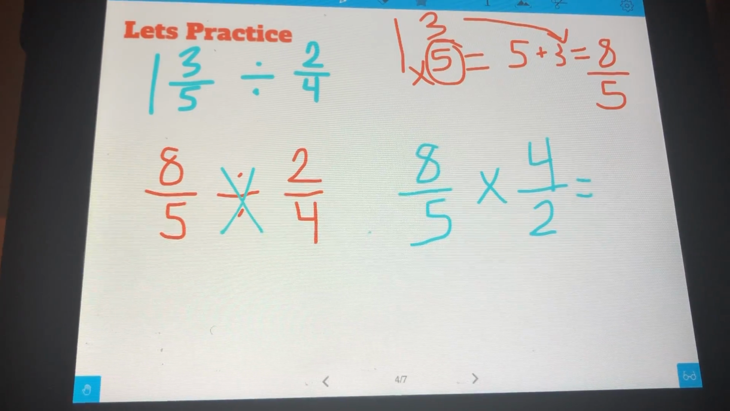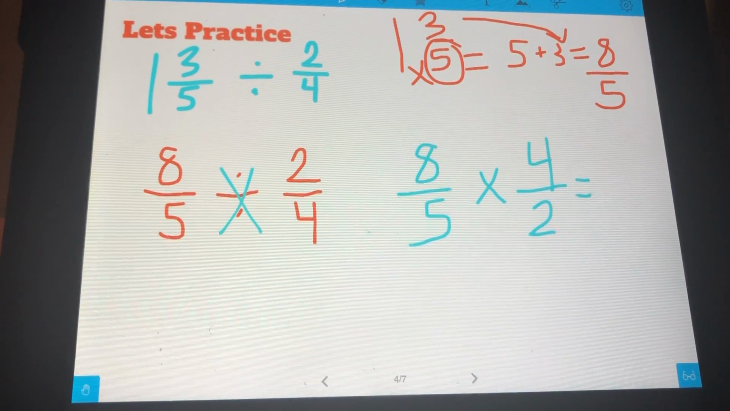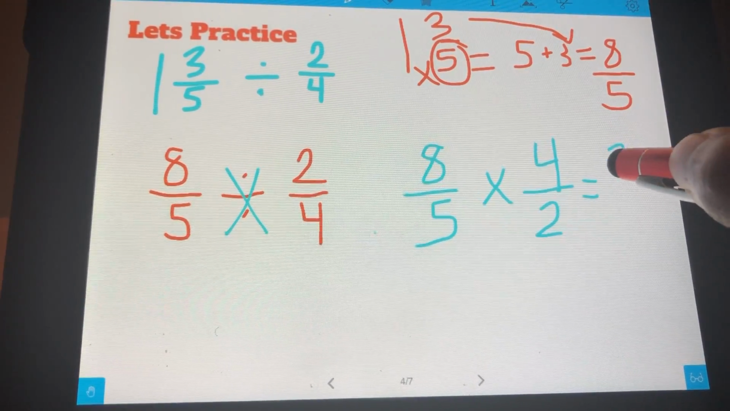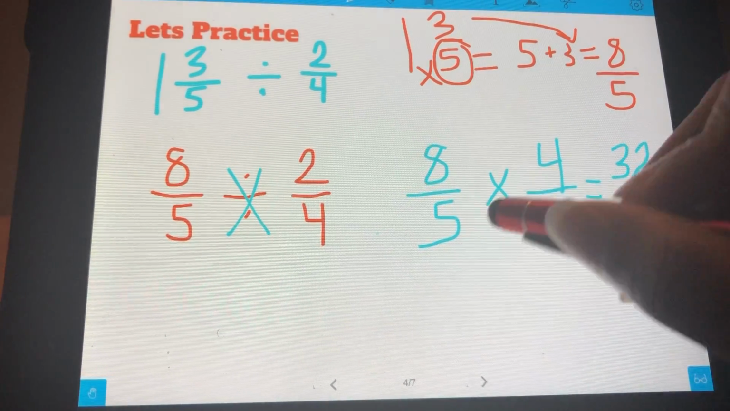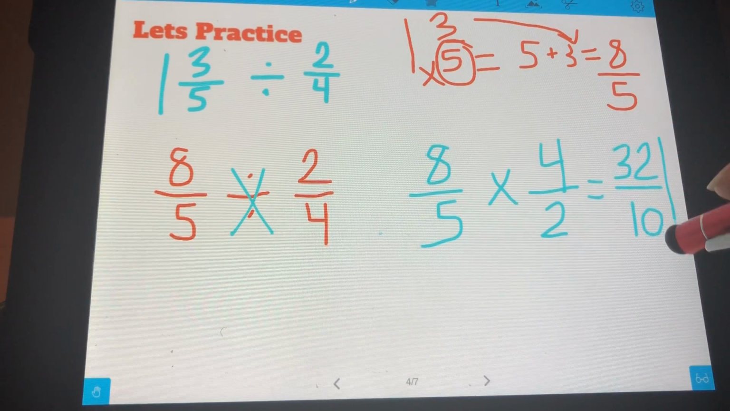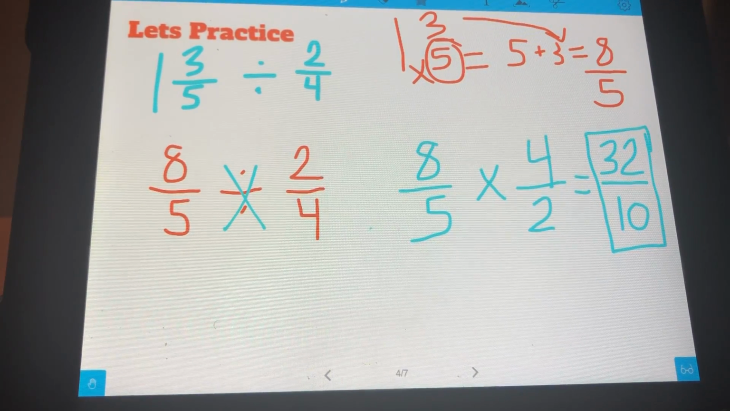And now that we have flipped our second fraction, now we can multiply. So 8 times 4 is 32, and 5 times 2 is 10. So our answer here is 32/10. Moving on.